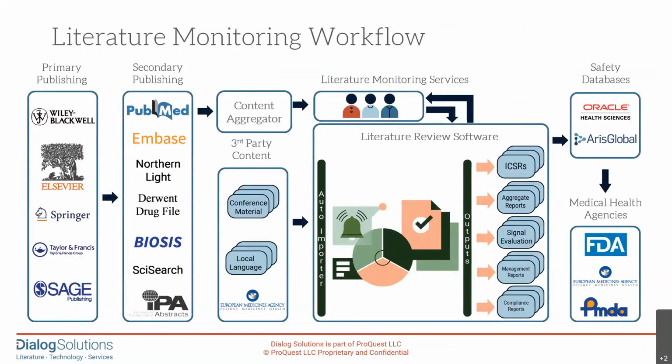This is just a picture of the literature monitoring workflow with some software in it. So the references are all essentially coming from the different publishers. They're then published in databases such as PubMed, Embase, Biosis, IPA, and then often they will be aggregated by a content aggregator who will normalize the titles, normalize the limits, and allow multi-database alerting. There's also some other content that needs to be imported. So the local language literature needs to be imported. And maybe you use something like MedMeme, and so you want the conference information from there imported.